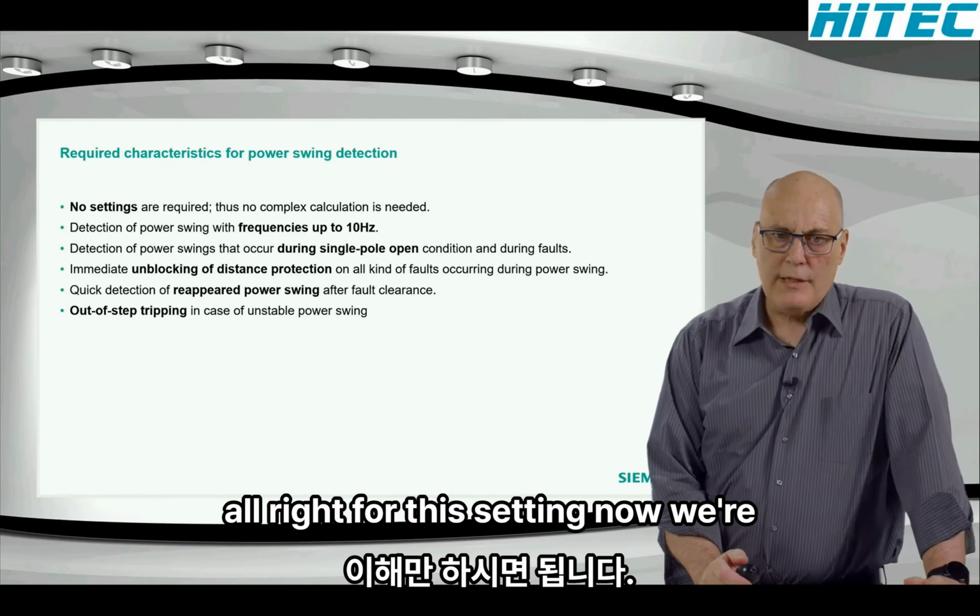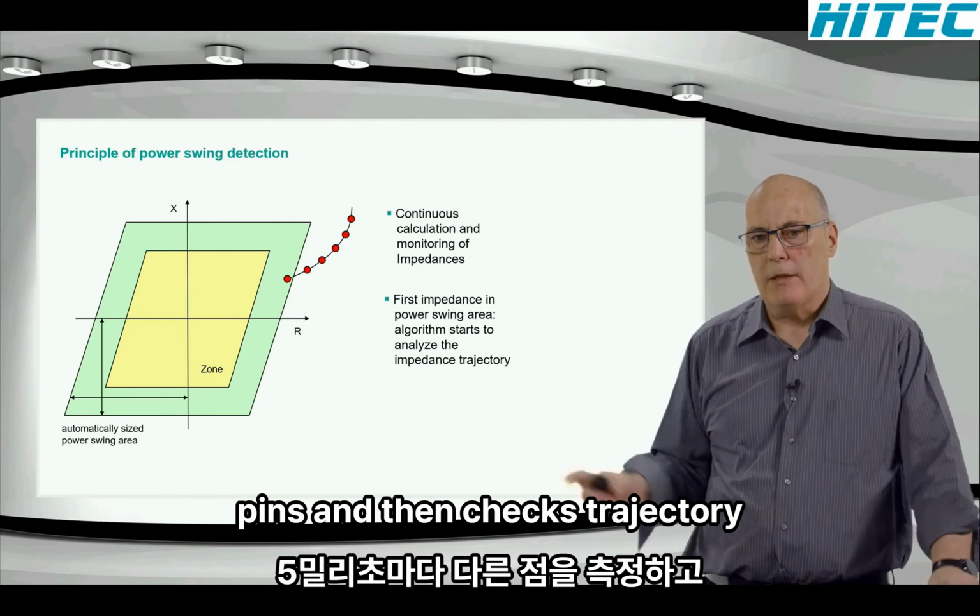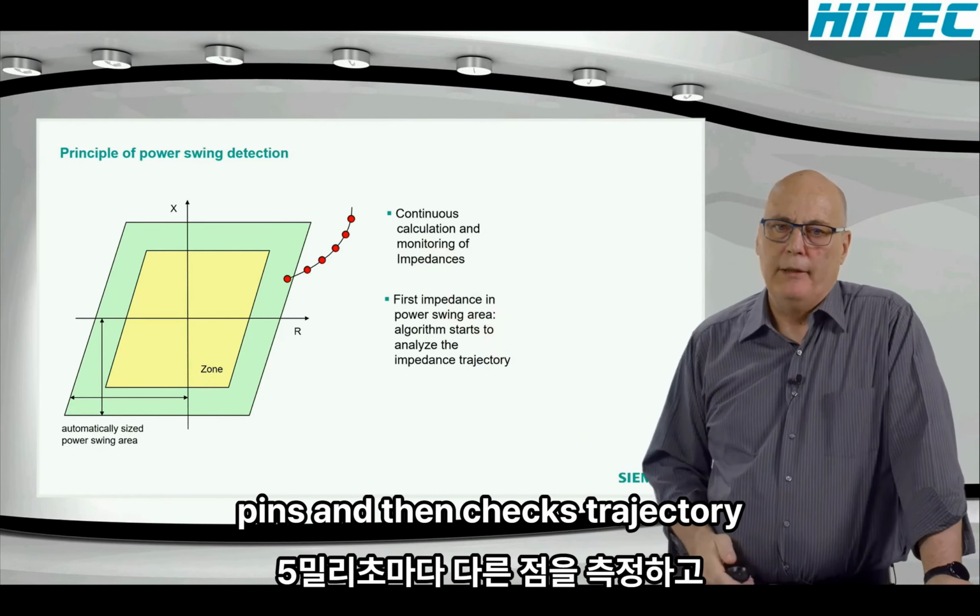So you can see it does a measurement, then every 5 milliseconds another one, and measures the impedance and checks the trajectory of that continuously. And that's done all the time, even if the impedance is far outside the pickup characteristic. All right, then you can see as it moves into the characteristic, your distance relay would start picking up and trip, and so we have to have the blocking active by the time it reaches the set zones.